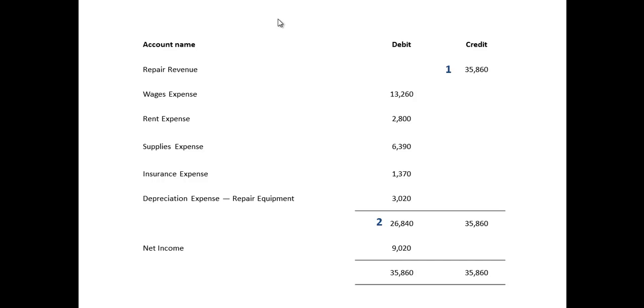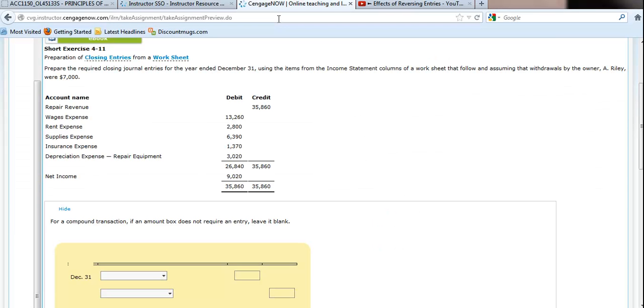And then in step 3, we close the balance of our income summary account, which in this case is going to be the net income because we had more revenue than we had expenses. So in step 3, we will debit our income summary account for the $9,020 and credit our capital account. Those are the 3 steps and how you can find those directly on the worksheet. Moving back to the problem, let's actually prepare those journal entries.